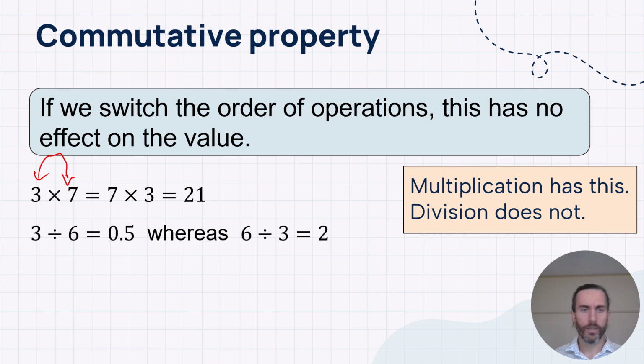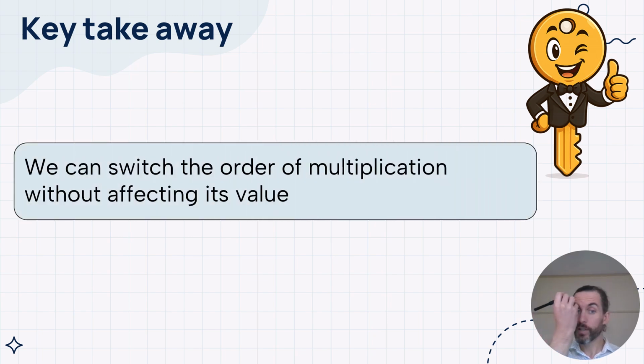But what about with division? So 3 divided by 6, that's 0.5. But if we switch that up to 6 divided by 3, if we swap them around, 6 divided by 3 is 2. So that does affect the value. So division does not have the commutative property. We can't switch them around to keep the value the same. So the key takeaway is we can switch the order of multiplication without affecting its value.